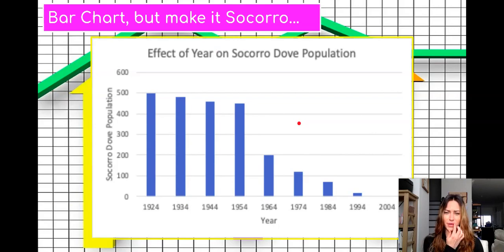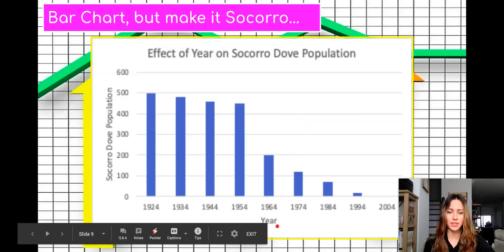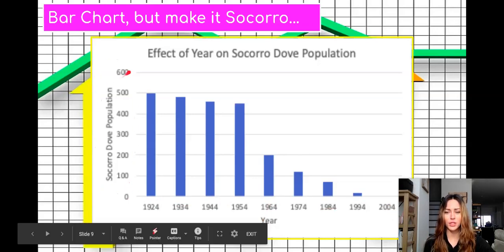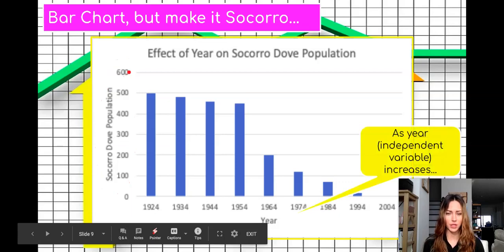Finally, let's look at our bar chart in the example of our Socorro dove. We can see on my x-axis we have the same independent variable, of course, because we're looking at the same example, which is year. We can see that it goes all the way from 1924 down to 2004. Same example, so same dependent variable here, which is Socorro dove population.